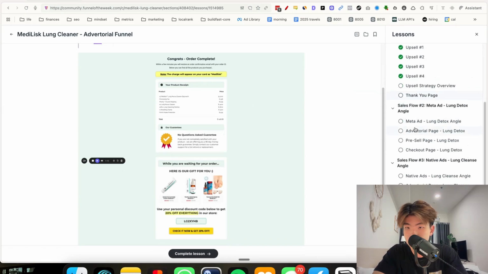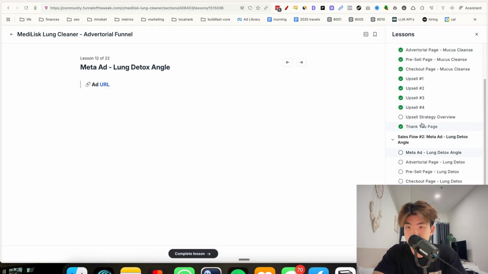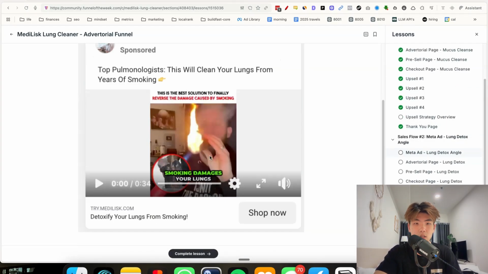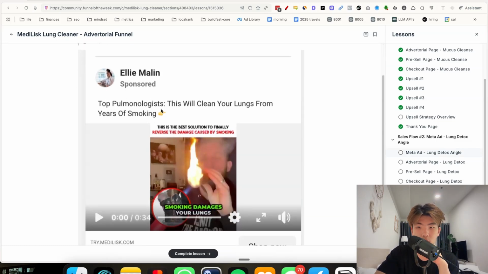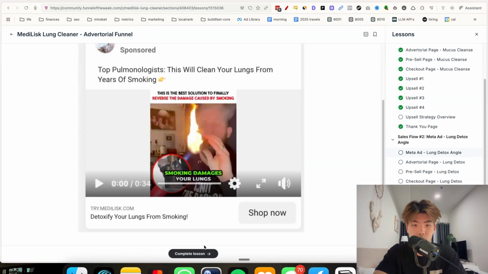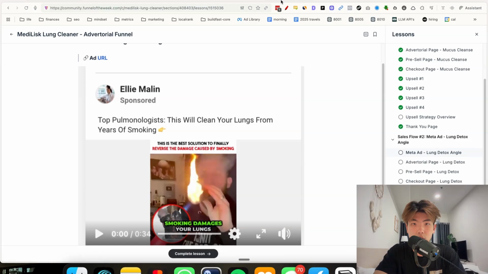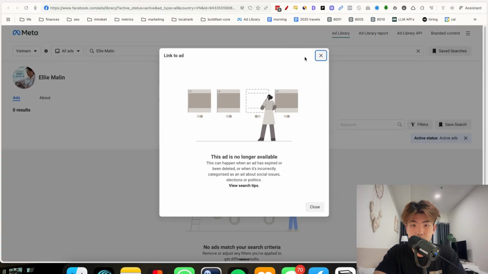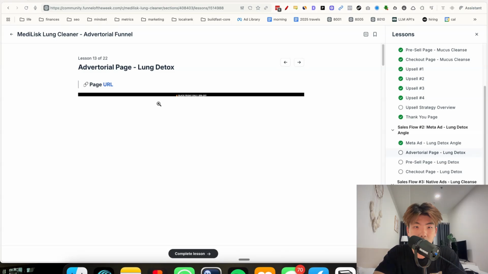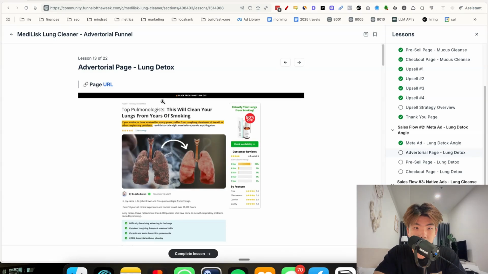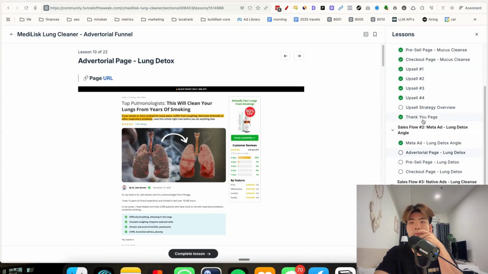Okay, let's go over some of their meta ads. In their meta ad number 1 top, again they use the authority figure, and then this will clean your lungs from years of smoking. So probably a lot of users smoke. Let's see if this is up. All right, never mind, it's not up. Lung detox.